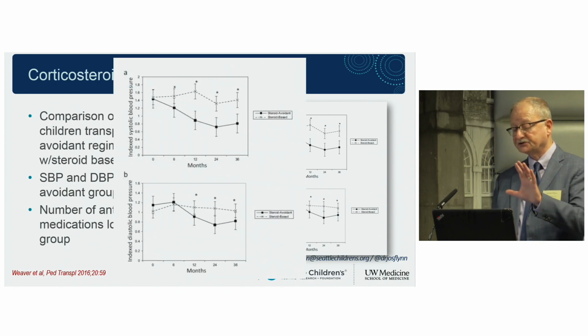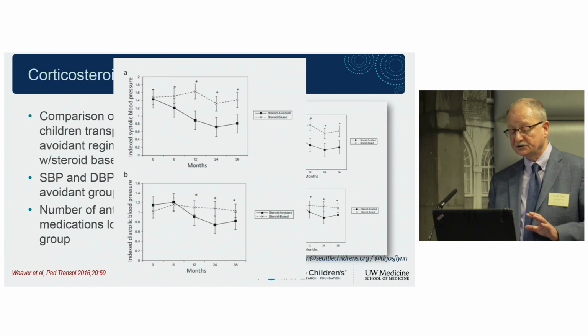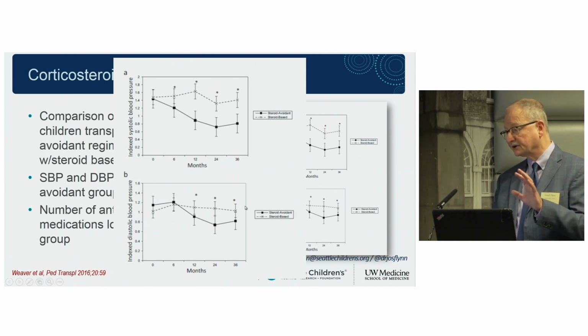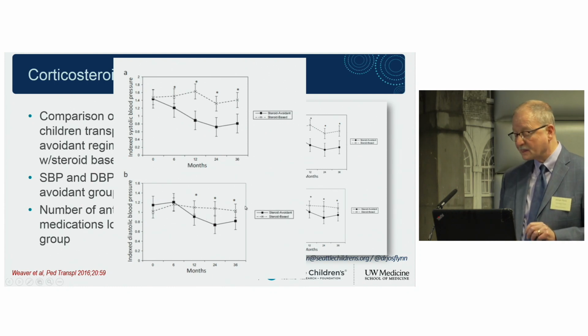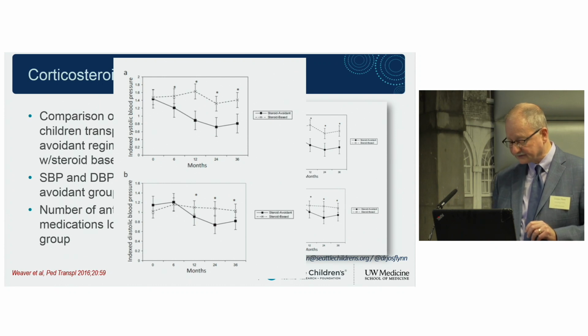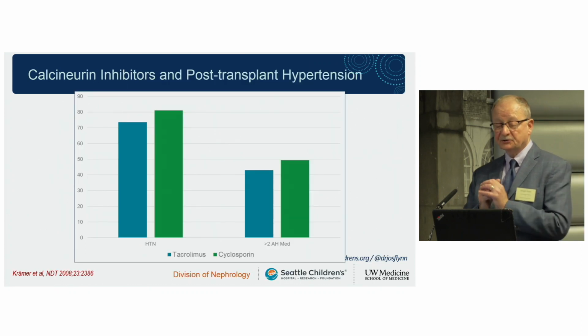And here is just showing you the blood pressures, so that even out to 3 years post-transplant, the steroid-avoidant group had lower systolic blood pressure and lower diastolic blood pressure compared to those who were transplanted under steroid-based regimens. Now, how about calcineurin inhibitors?